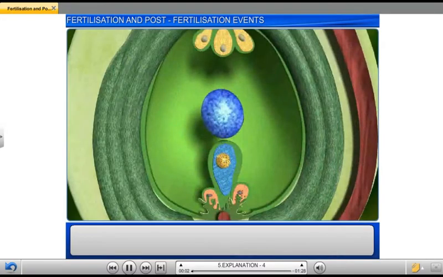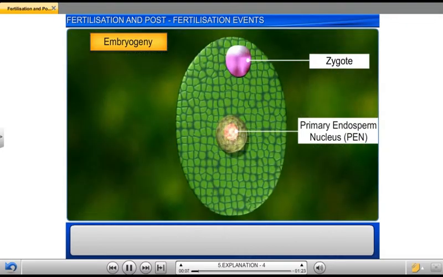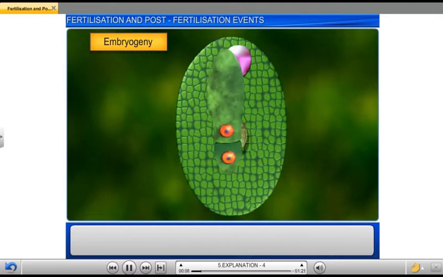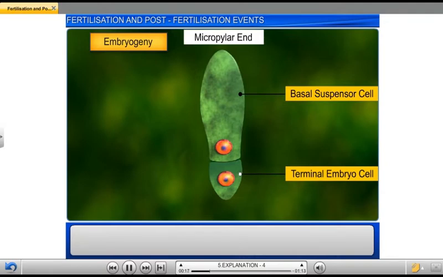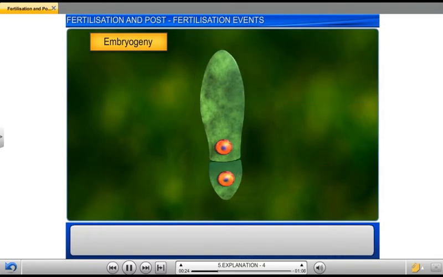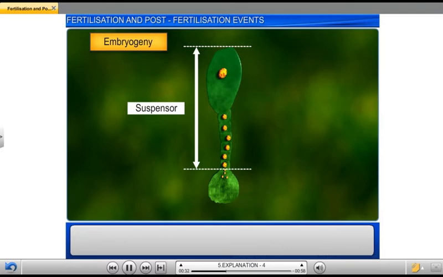Studies by botanists have revealed that during early embryogeny, the zygote divides into two cells: the basal suspensor cell towards the micropylar end, and a terminal embryo cell towards the chalazal end. The basal suspensor cell further undergoes mitotic divisions and forms 4 to 8 cells, which push the terminal embryo cell into the tissue of the endosperm to allow it to derive nourishment.